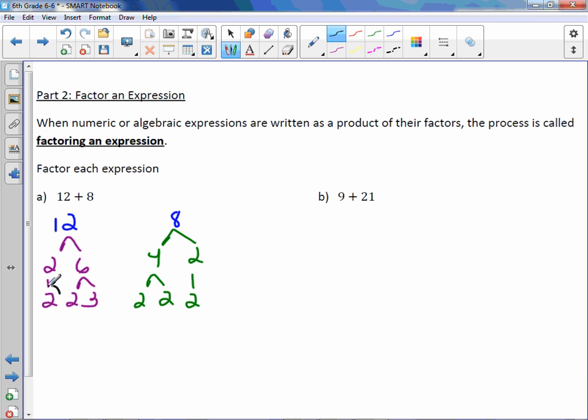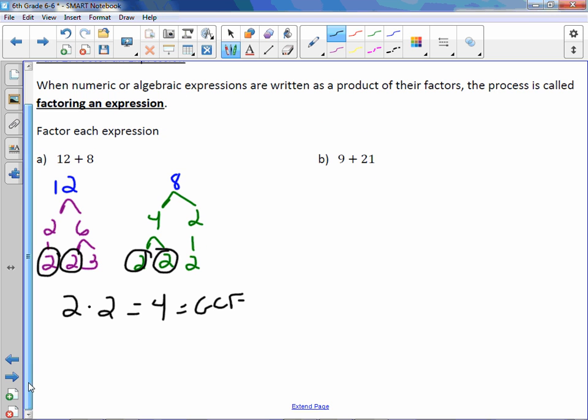Now circle what's in common. We're going to find the greatest common factor. We have a 2 in common and another 2 in common, which means our GCF is 4. So because our GCF is 4, that's going to go on the outside of the parentheses. On the inside is going to be what's remaining. Now remember I told you to keep the 12 on the left. Since 12 is on the left in this expression, it must remain on the left.